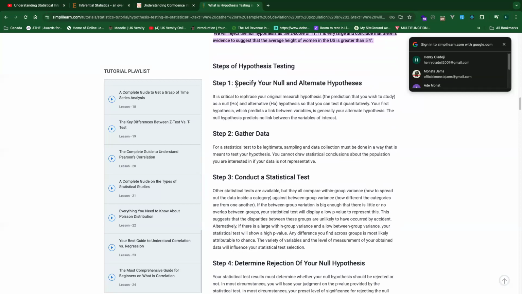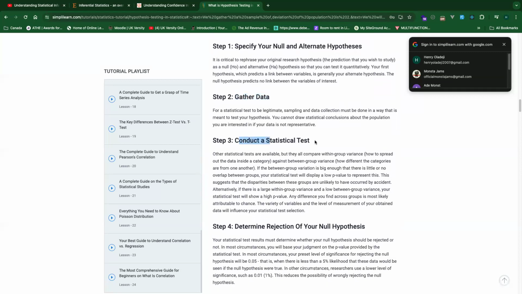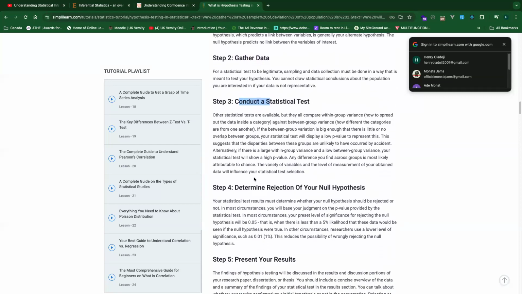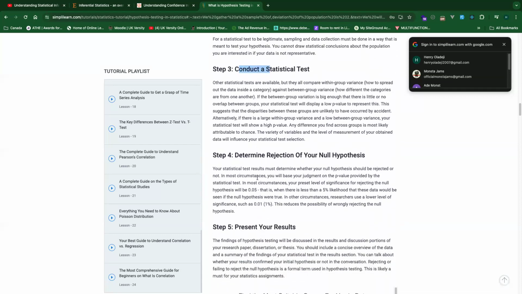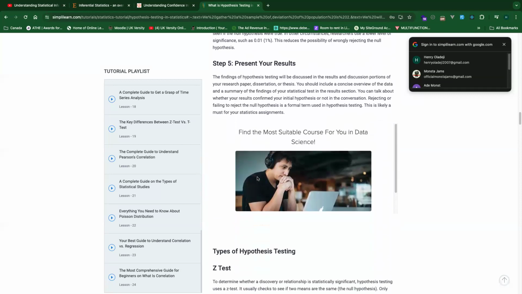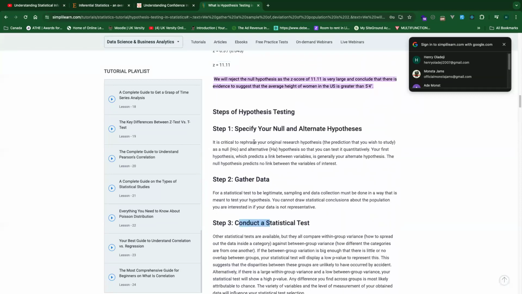So what are the steps of hypothesis testing? We have step one: specify your null and alternate hypothesis, gather data, conduct a statistical test, determine rejection of your null hypothesis, and then finally present your results. Those are the steps of hypothesis testing.